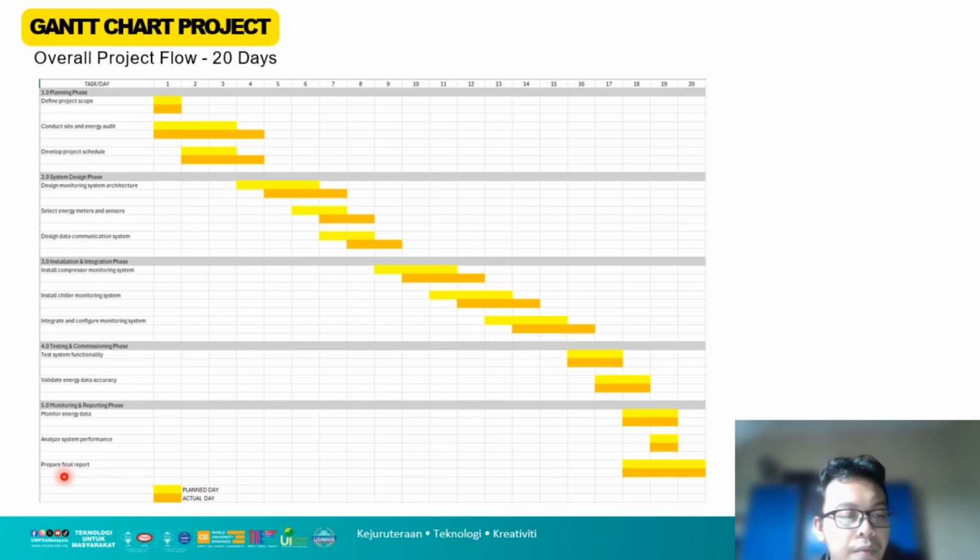And lastly, prepare final report. We can see that we start the prepare final report from the day that we monitor energy data, so we will compile it in the final report and give it. So from day 18 to day 20.